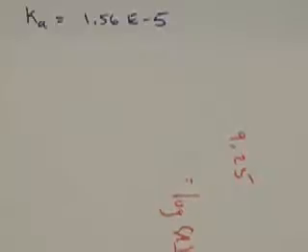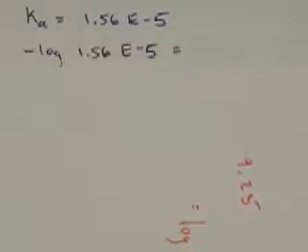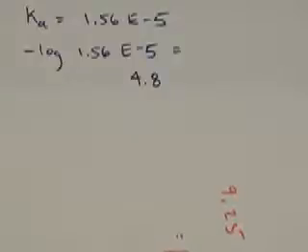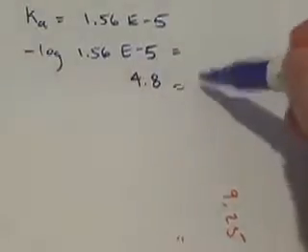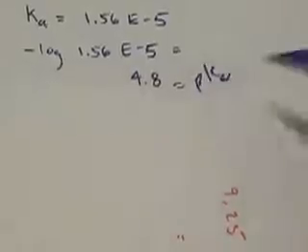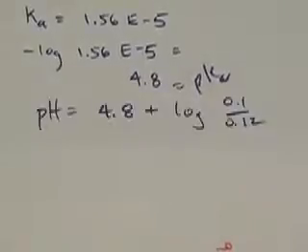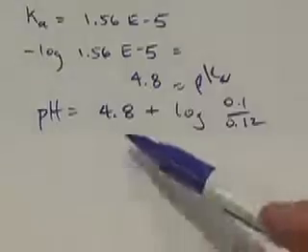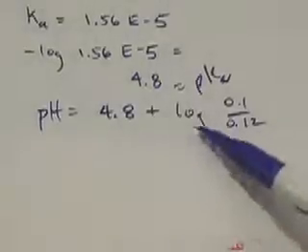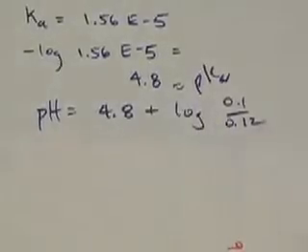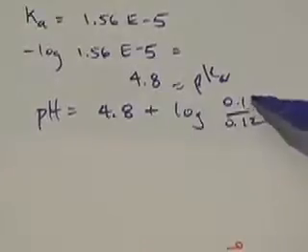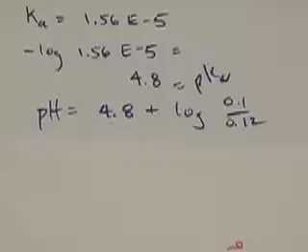So if we look up the Ka in the back of the book for propionic acid, it is 1.5 times 10 to the negative fifth. Take the negative log of that, and you end up with 4.8. This gives you the pKa. Once you have the pKa, you can put that into the Henderson-Hasselbalch equation, and pH is equal to the pKa plus the log of base concentration over acid, and it's 0.1 divided by 0.12, because this is our base concentration, this is our acid concentration.